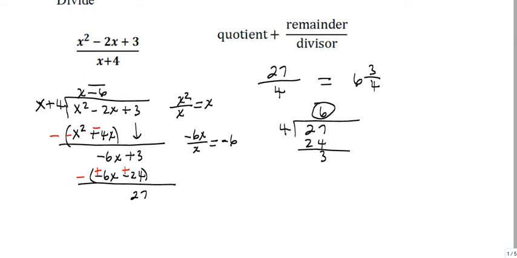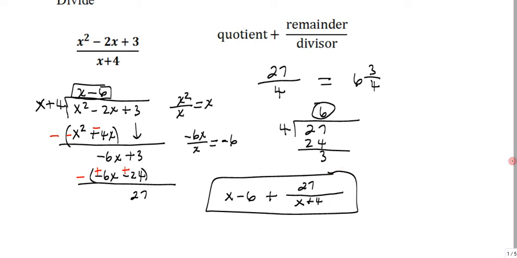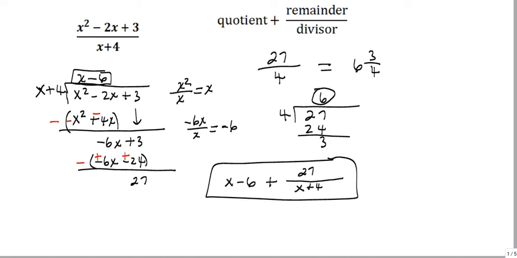So the quotient, remember the quotient is the result you got when you divided. That's the x minus 6, and the remainder is 27. So the answer then is going to be x minus 6 plus the remainder, 27, divided by the divisor. In the original, the divisor was x plus 4. So here's the answer.